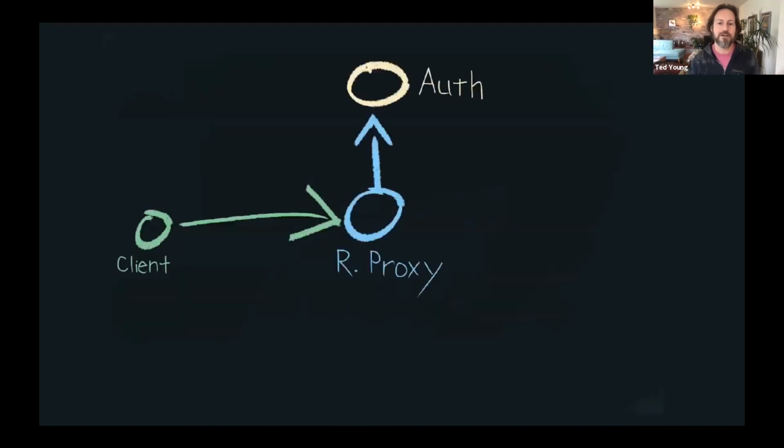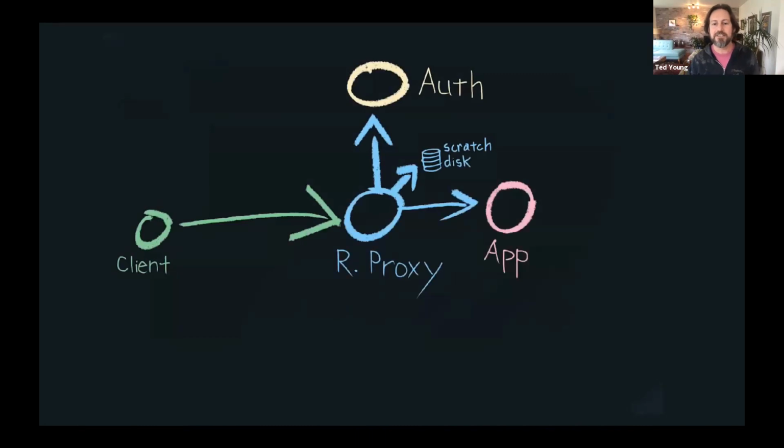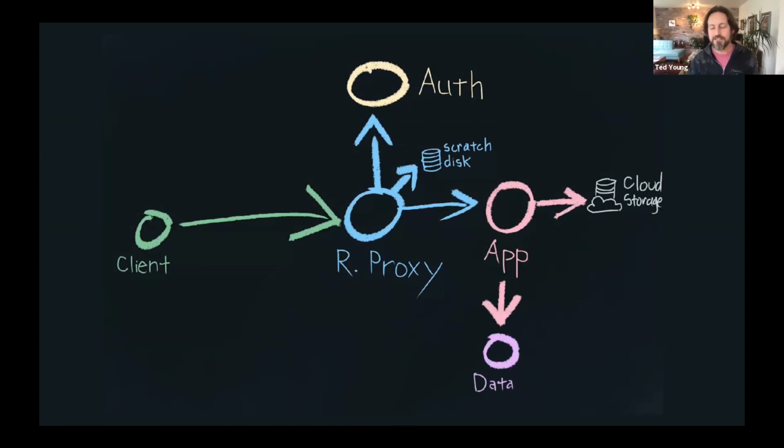It's probably a reverse proxy that sits and then talks to an authentication system. And then that proxy will write that image down to scratch disk and then send that image and the caption to an app, which will then upload the image into cloud storage like S3, and then send the URL and the caption over to a data service. And that data service will sit in front of a couple other cloud databases, like a Redis for caching that information, and then stores it permanently in SQL.